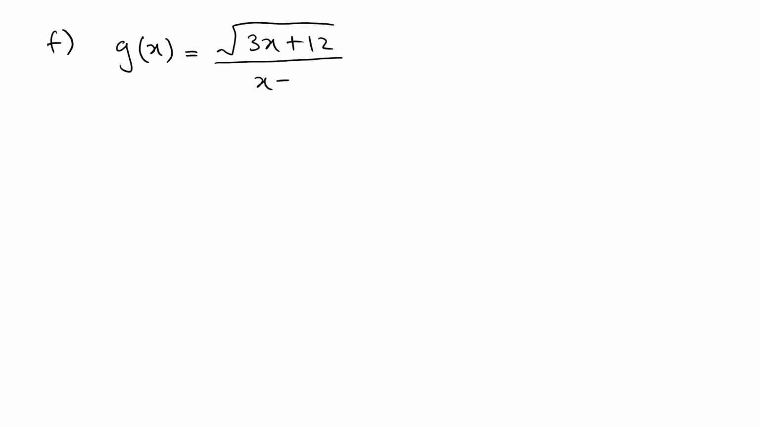So let's say we have g(x) equal to the square root of 3x plus 12, divided by x minus 3. Now this is not a rational function, because rational functions have to be polynomials. It's a rational-like function, because it behaves pretty much the same way as rational functions, but these are much worse than rational functions.